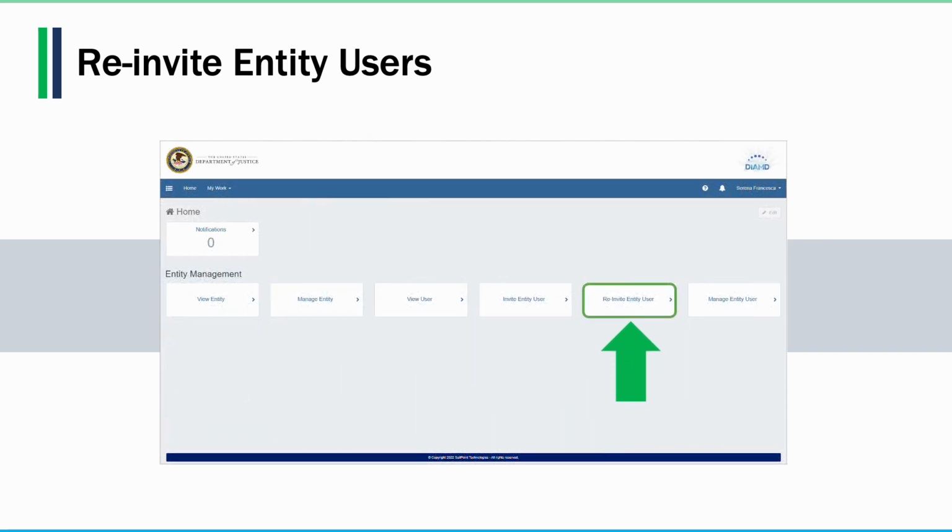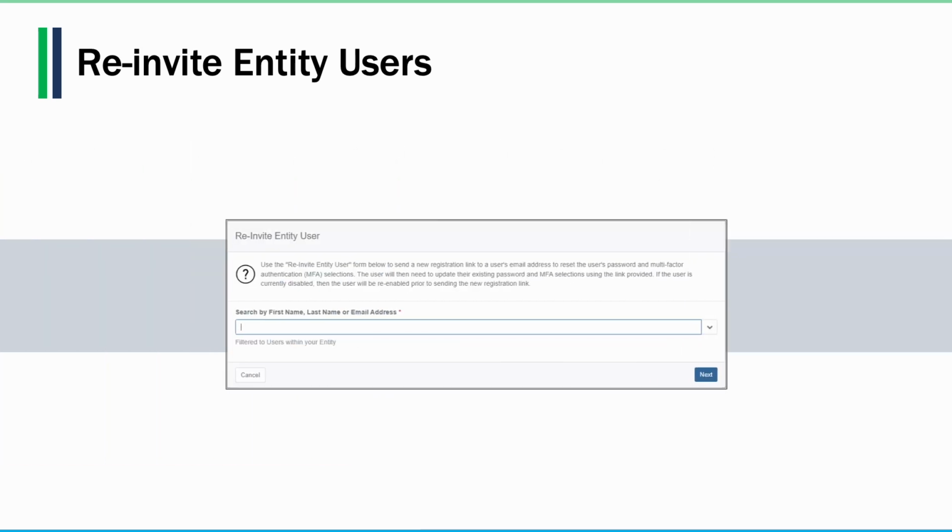Now to re-invite an entity user, select the Re-invite Entity User button to search for a specific entity user and resend a Diamond invitation. You can search for the entity user to re-invite. The search can be conducted by first and last name or email address. Select the Next button located at the bottom right corner of the Re-invite Entity User page. Now use the displayed form to send a new registration link to an entity user's email address or to reset the entity user's password and multi-factor authentication selections.